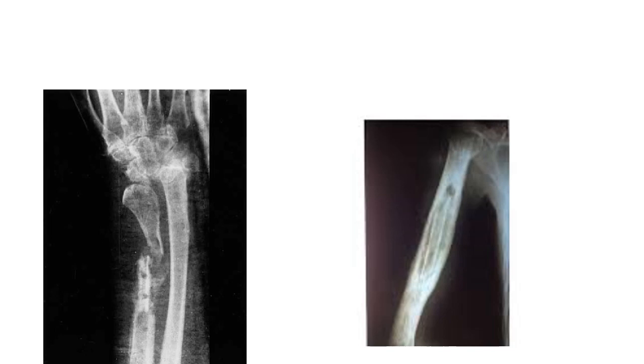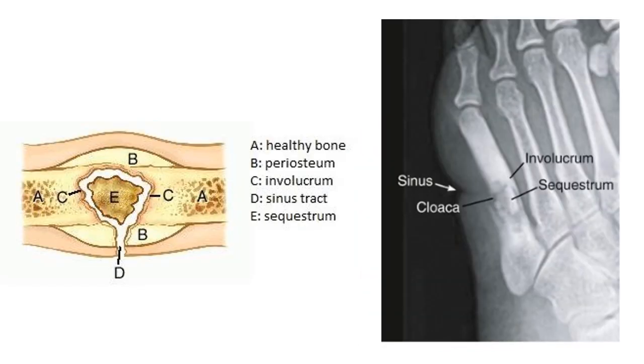Here you can also appreciate this white piece of bone is sequestrum. Here it is: sequestrum, involucrum, cloaca, and discharging sinus. So these are four things you must always remember about chronic osteomyelitis: sequestrum, involucrum, cloaca, and discharging sinus.